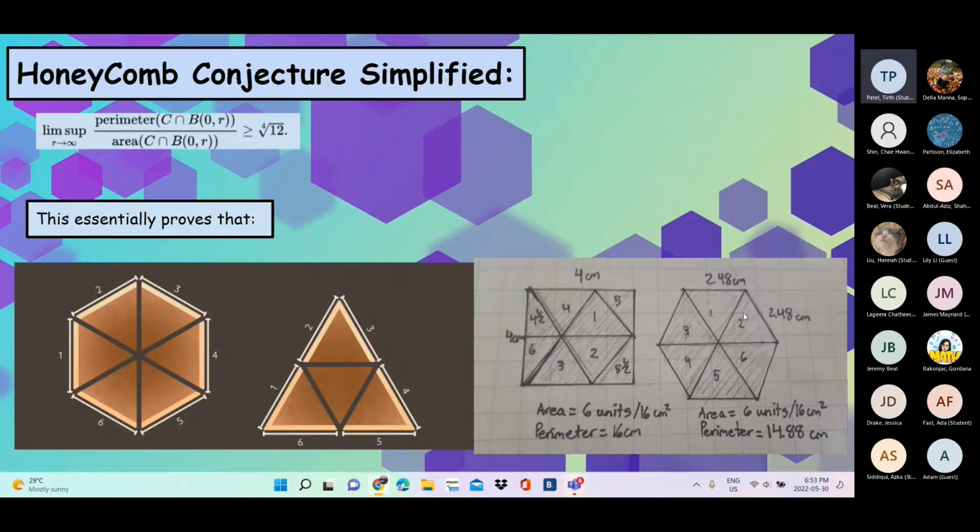On the right side, we can also see the same thing because they have the same amount of area, which is 16 centimeters cubed. However, the perimeter of the square is 16 centimeters, while the perimeter of the hexagon is less.